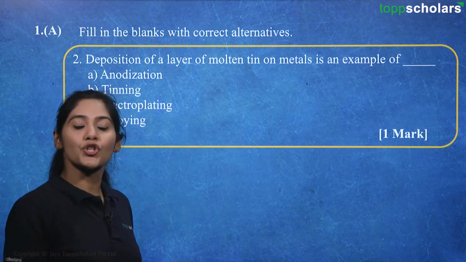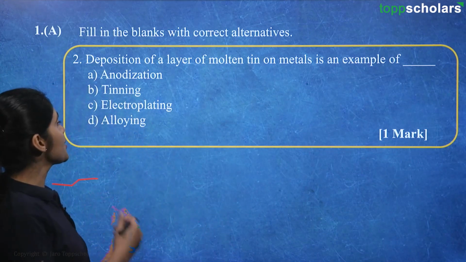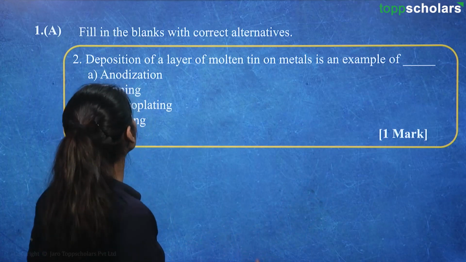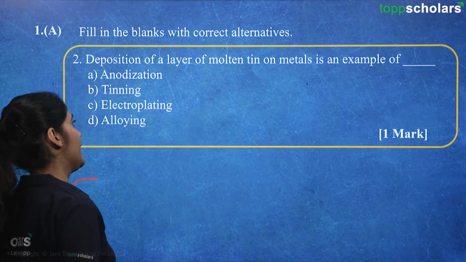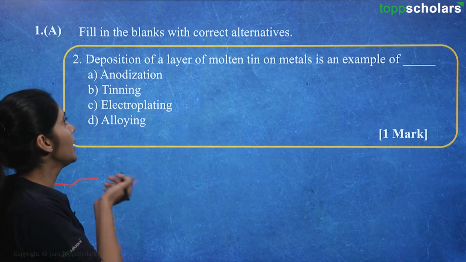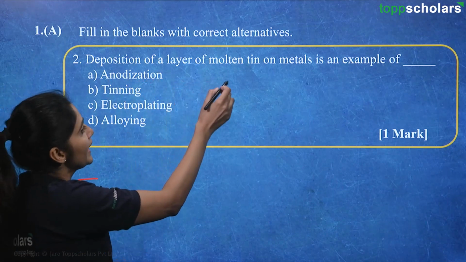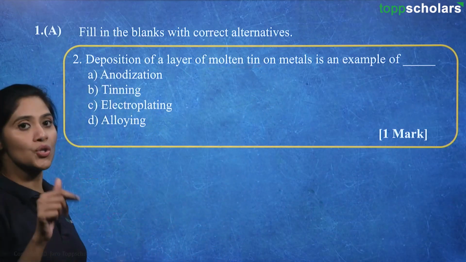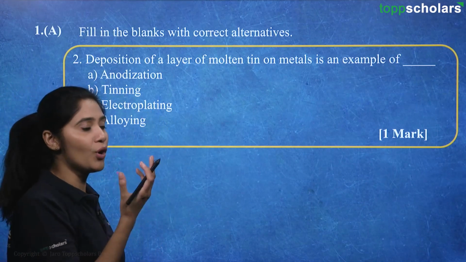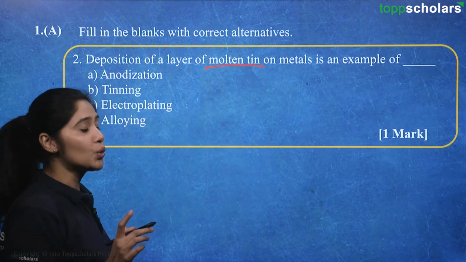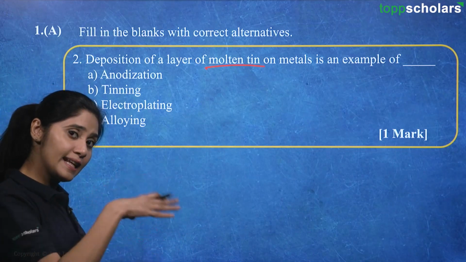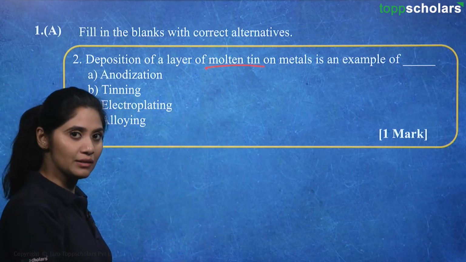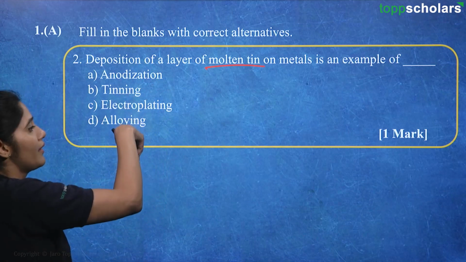This is a multiple choice question carrying 1 mark. The question is, deposition of a layer of molten tin on metals is an example of dash. Is it anodization? Is it tinning? Is it electroplating? Or is it alloying? So, deposition of a layer of molten tin. If we are depositing tin, no other metal here, on a metal surface, then what rhymes with tin?